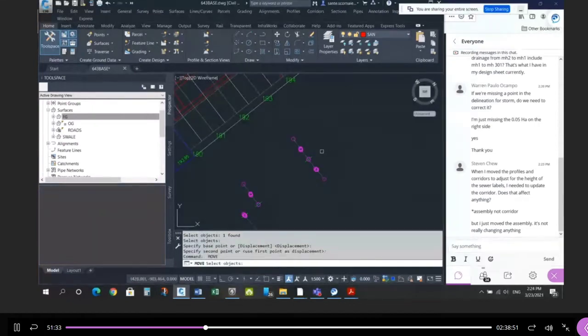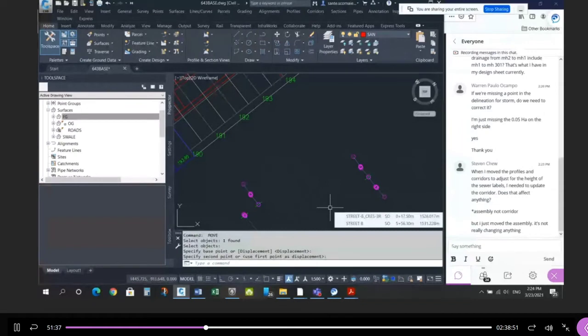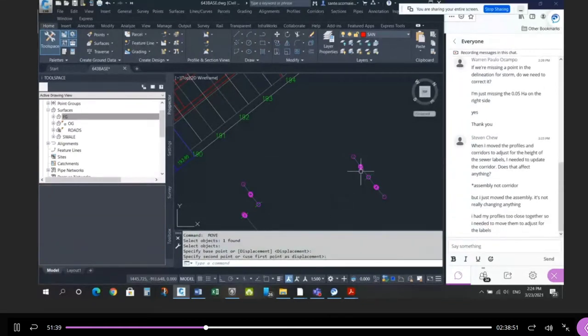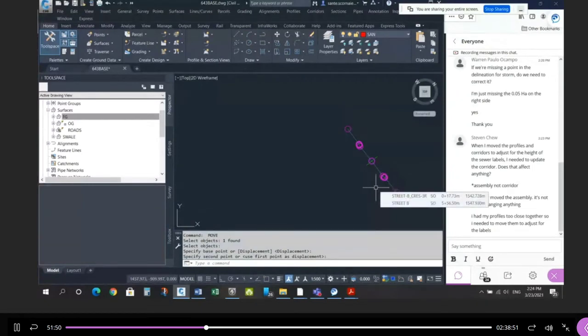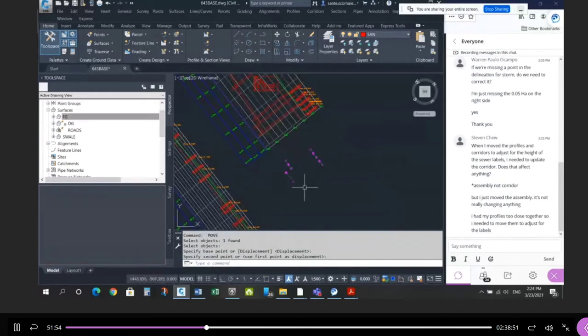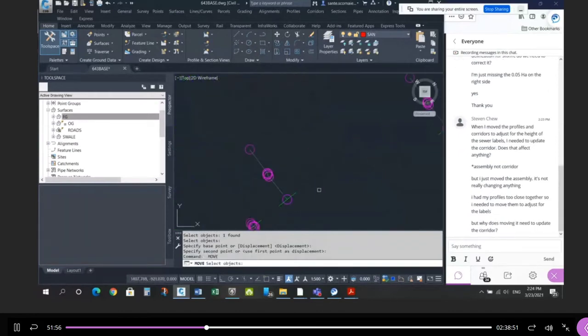Stephen, is that what you did? You moved this? You picked it up and you moved it? I had my profiles too close to it. Yeah, so if you move this stuff, that's fine. But if you change the slopes or the widths of any of the pieces, that has an effect in your corridor. But moving it doesn't. So if you put this over here, that's not going to change your corridor, right?